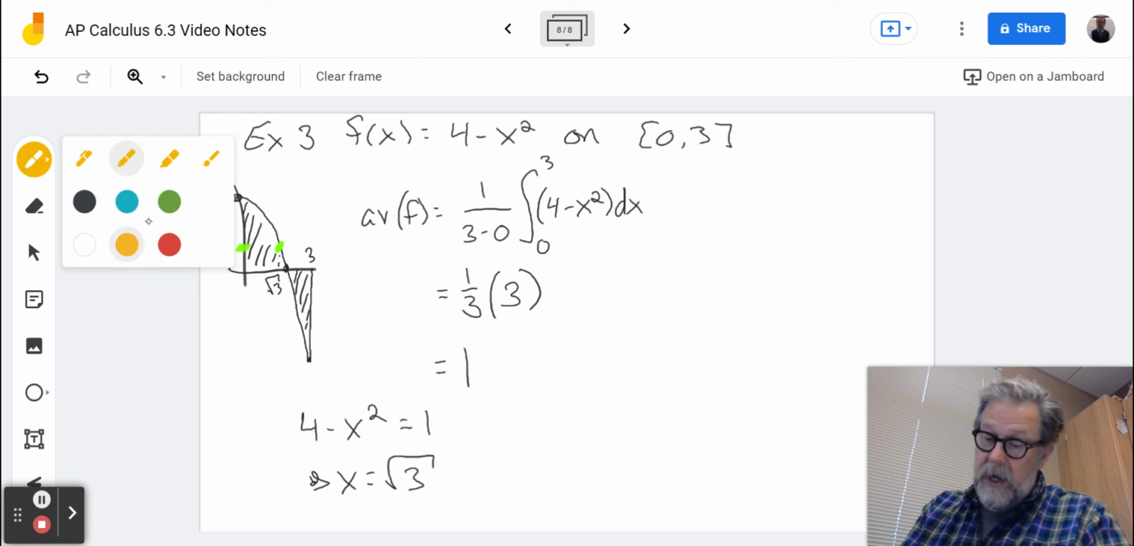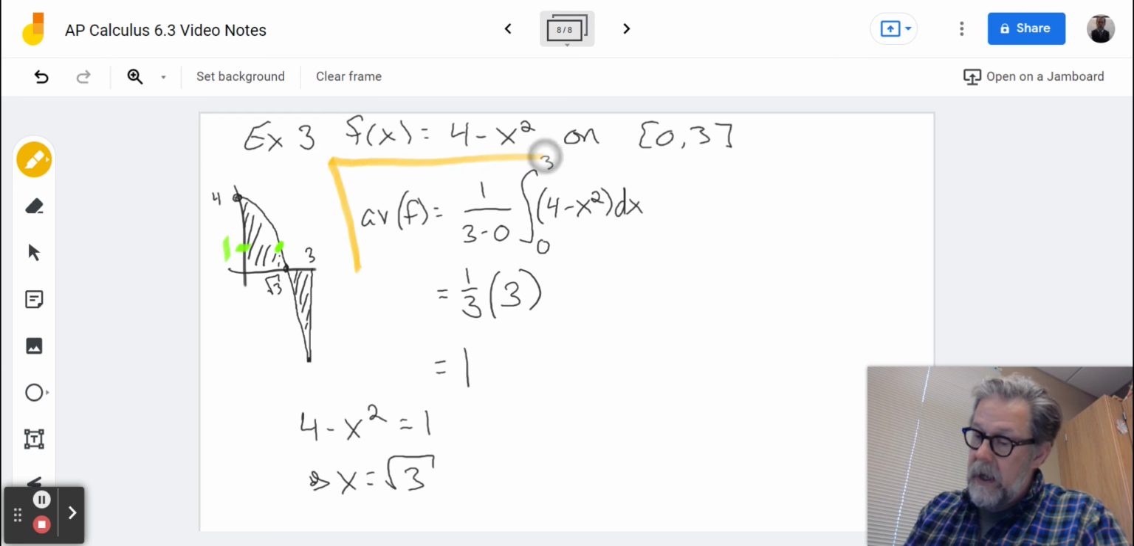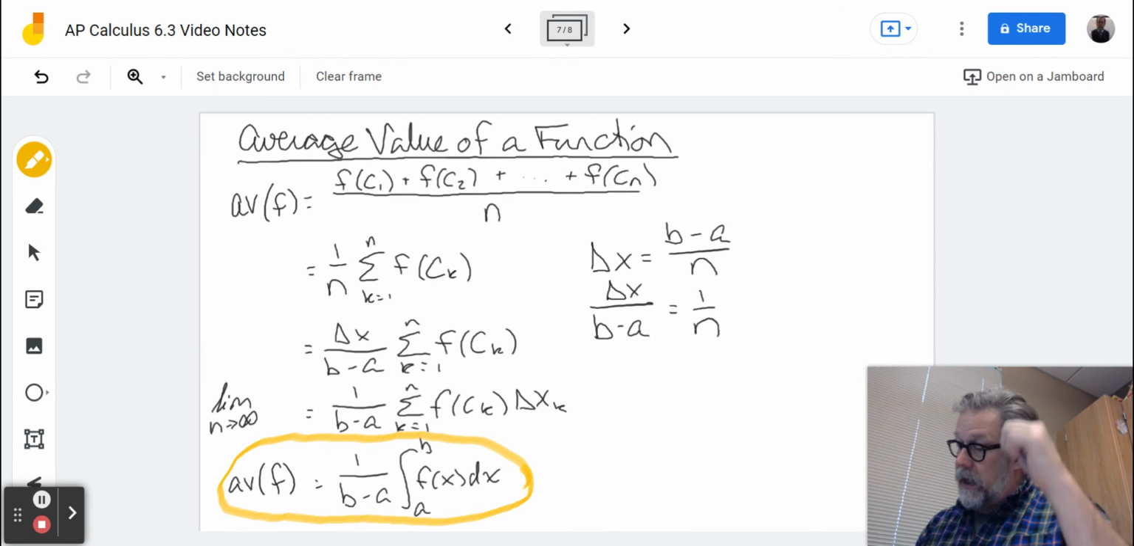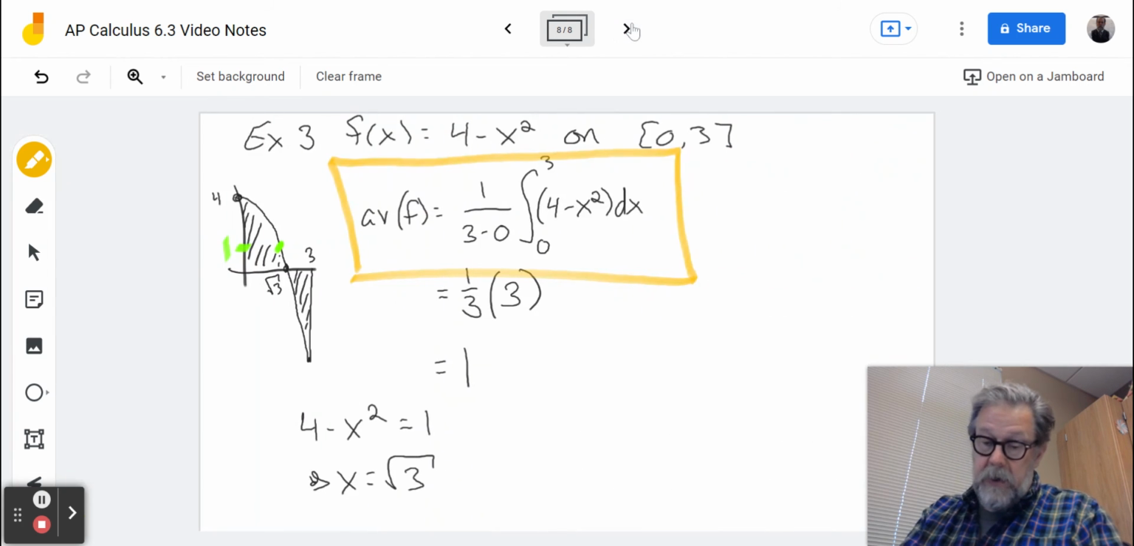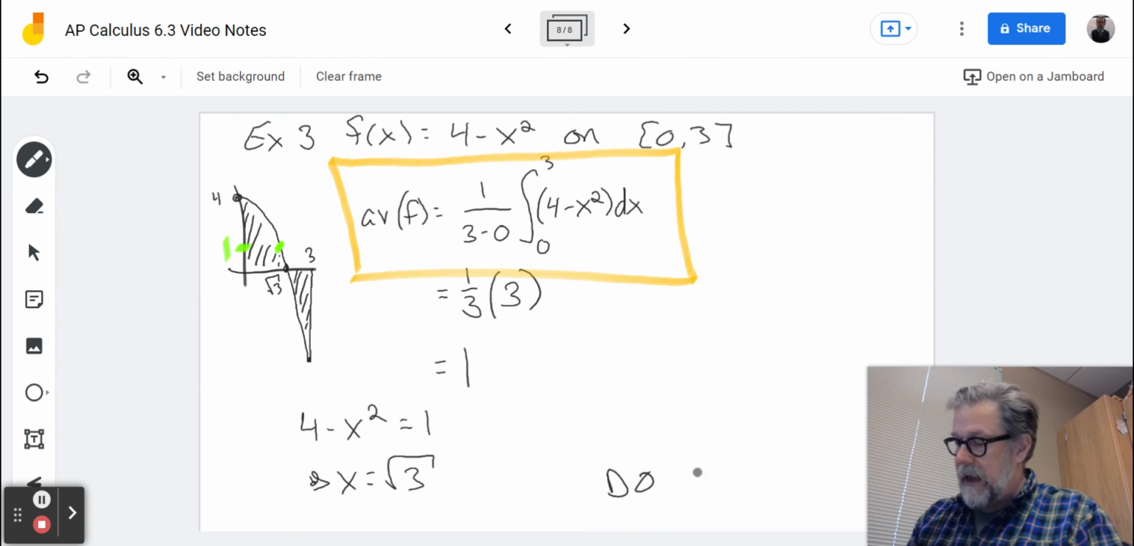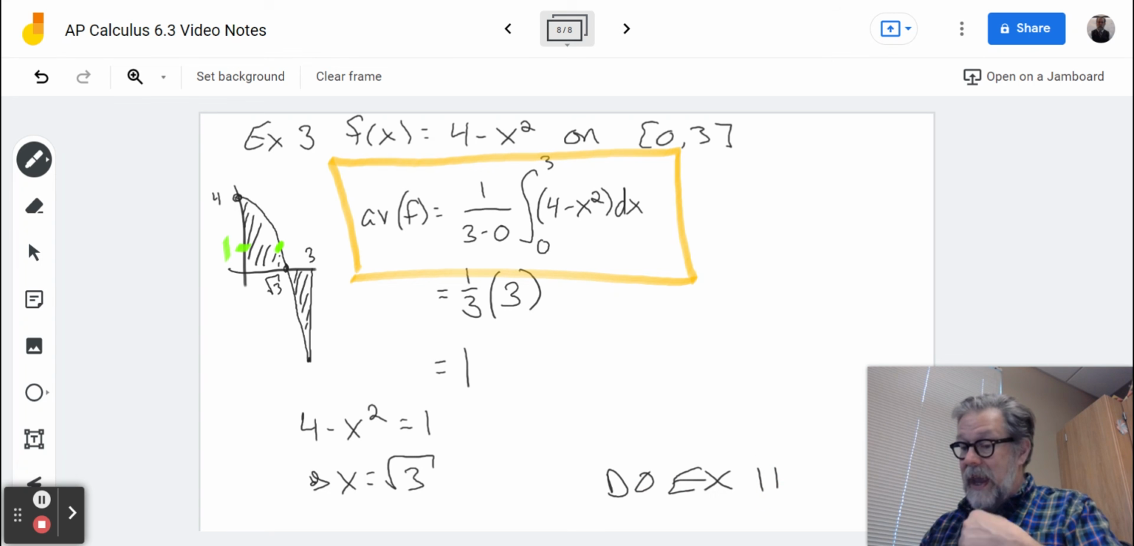What do you need to jot down in your notes? Well, you need to jot down the one that I put on the previous page, the generalized value of the function. So, my students, why don't you go ahead and do exercise 11 in section 6.3, and we'll be back with more.